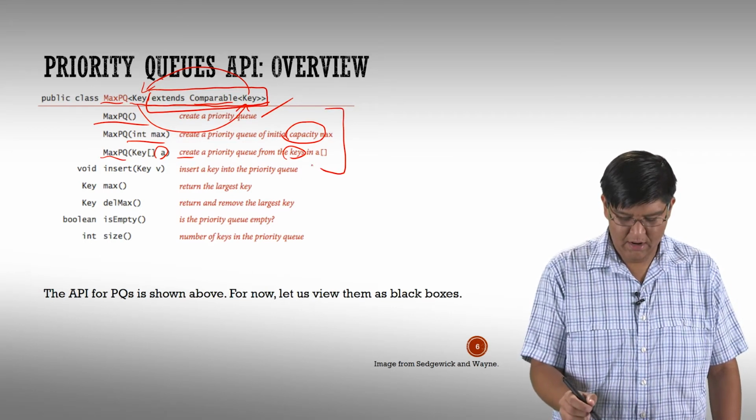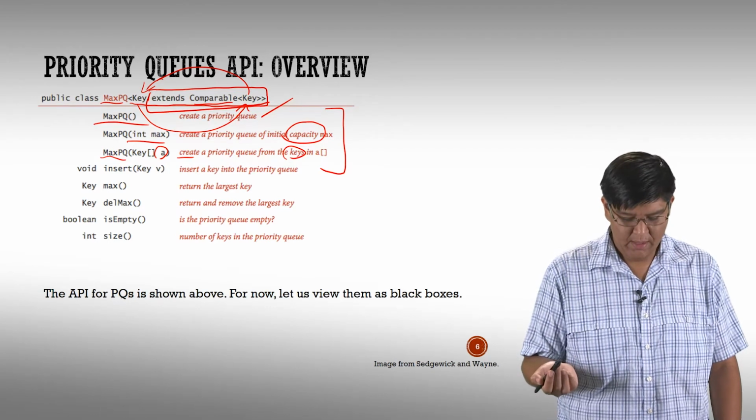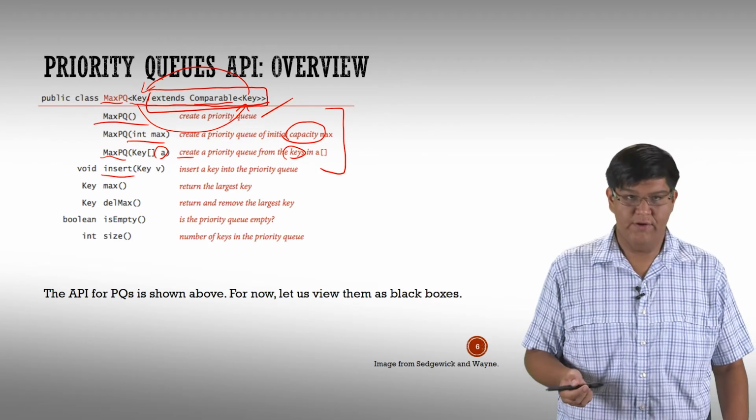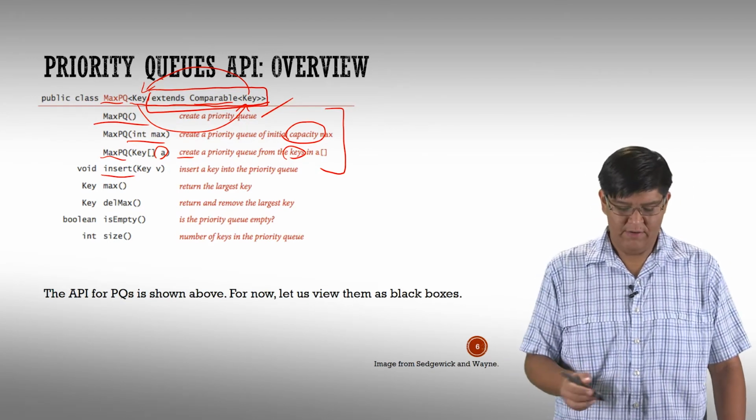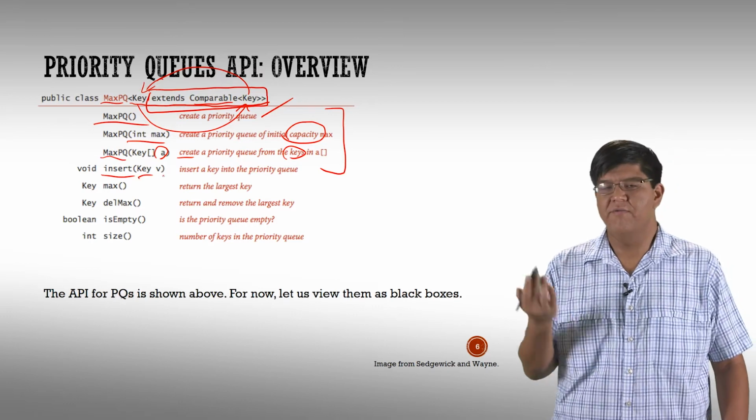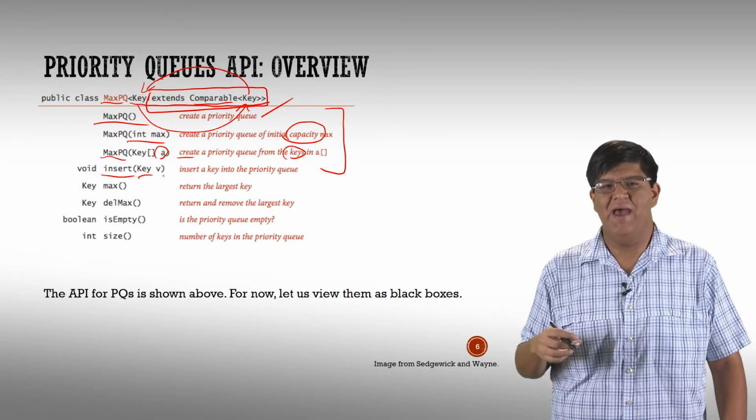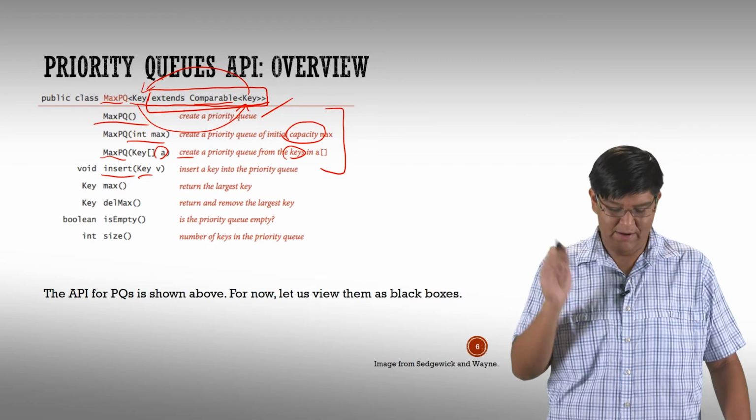Now we have basically our main functions. So first thing we have is insert. So insert is what we talked about before. Lets me add an element. It's going to be of type Key. The return type is void because, what am I going to get back? I just want to throw something into a bag and forget about it.